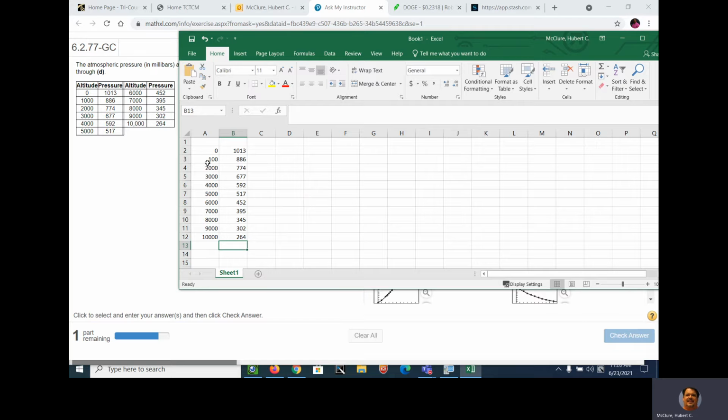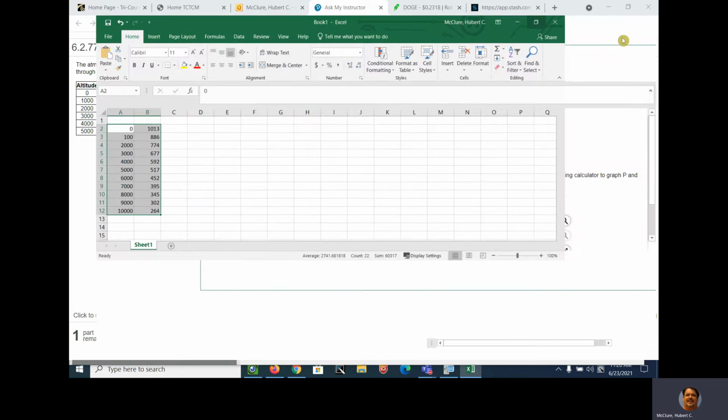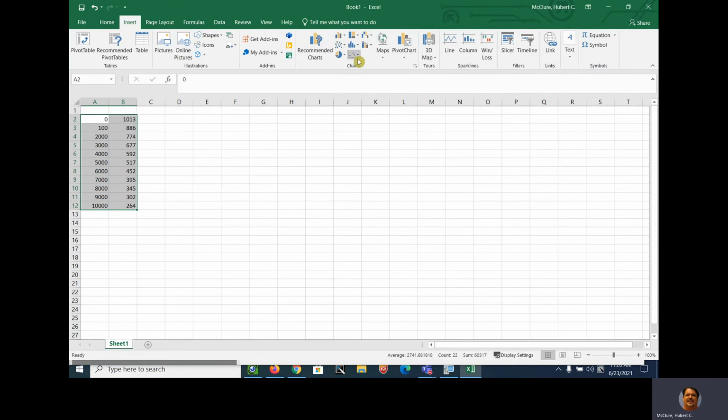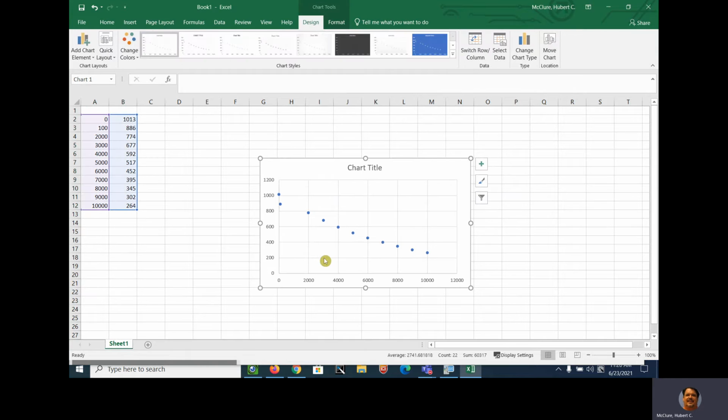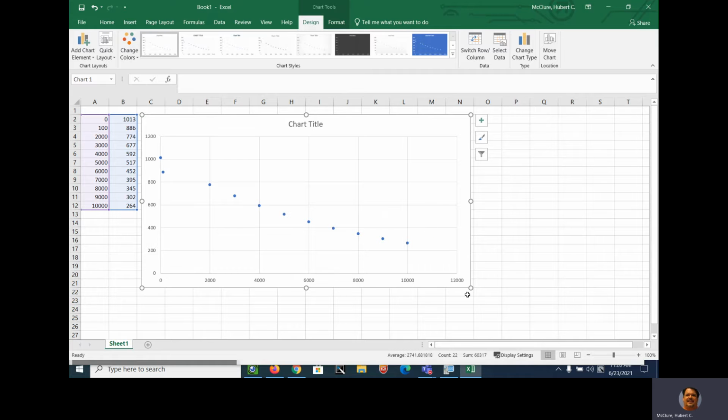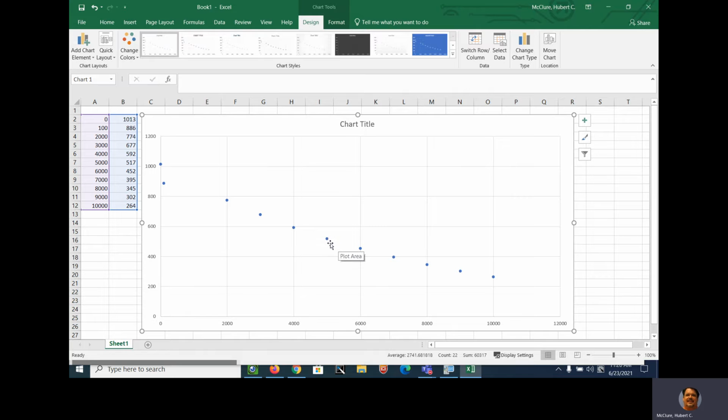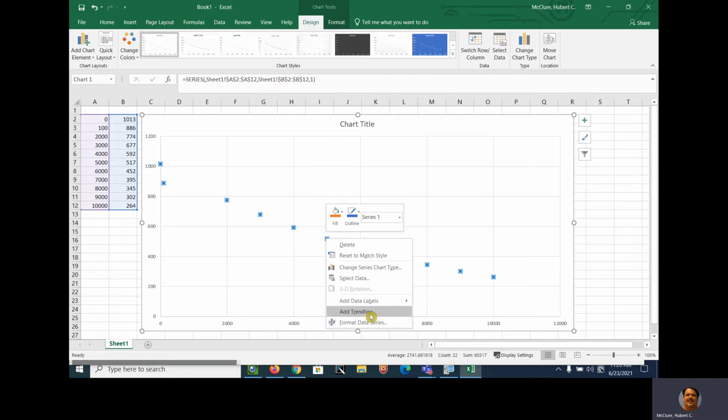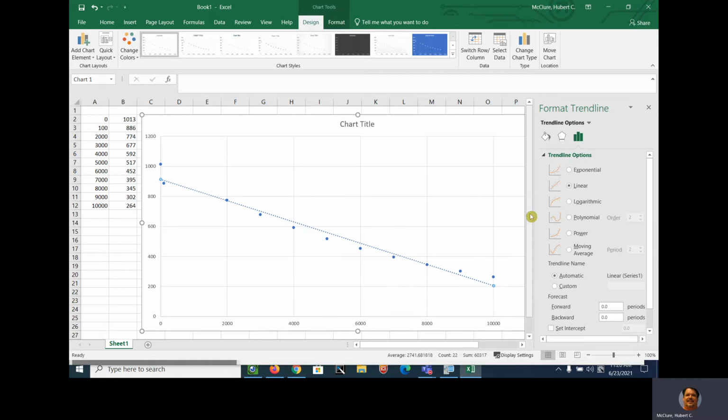And highlight those two, excuse me, and go to Insert and go over to Charts and Scatter Plot. And there is your scatter plot of those points. Now, what is the best fit line for those points? Well, I'm going to show you. Right click, go down to Add Trend Line, and you pick the best fit.